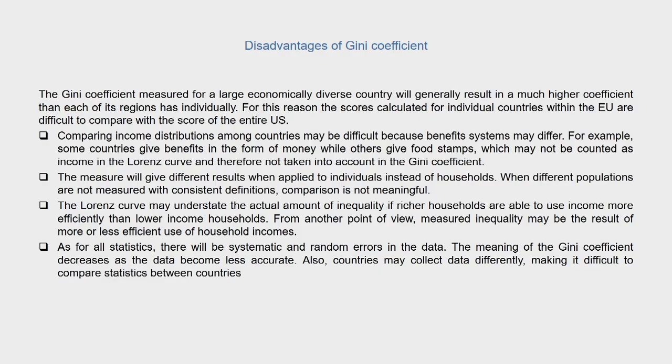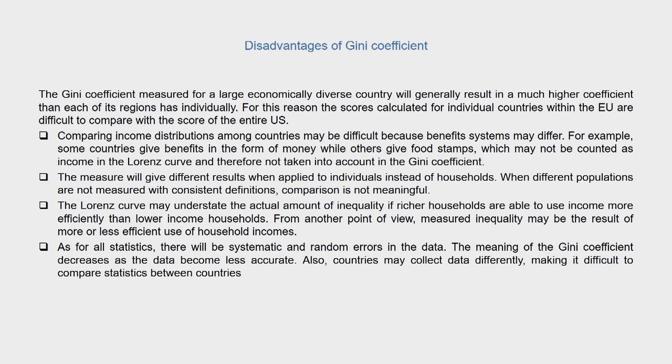So, this is why the measure gives very different results when it is applied to individuals instead of households. So, when different populations are not measured with consistent definitions, comparison is not meaningful. Thirdly, the Lorenz curve or the Gini coefficient may understate the actual amount of inequality if richer households are able to use income more efficiently than lower income households. From another point of view, measured inequality may be the result of more or less efficient use of household incomes.